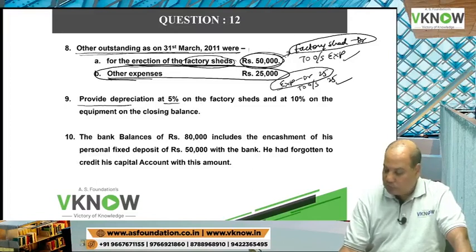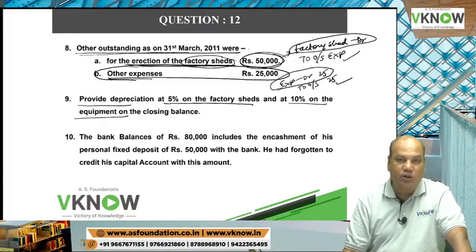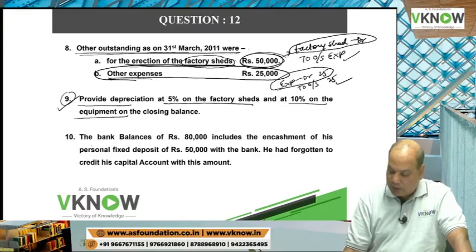Depreciation: 5% on factory shed, 10% on equipment on the closing balance. Very easy. One new adjustment again for you.